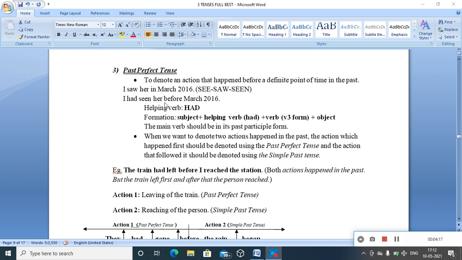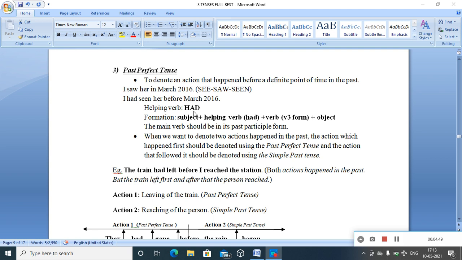Let me read out the same action when it is referred to in terms of past perfect tense. I had seen her before March 2016. I had seen her. Look at the helping verb. This is again one more detail. The helping verb is had. Only one helping verb is there. It's had, so we don't have to be worried about the subject.